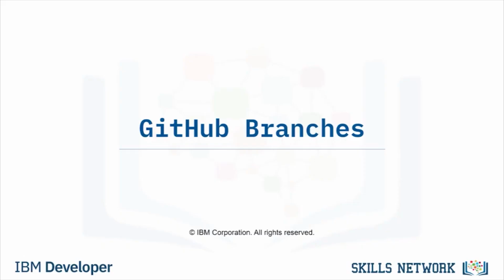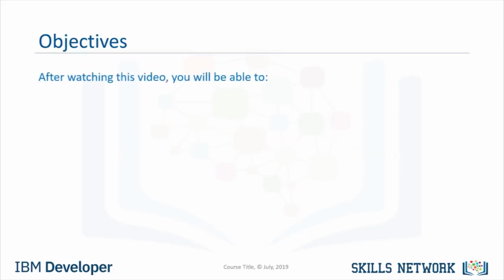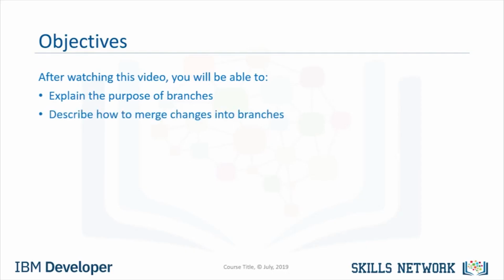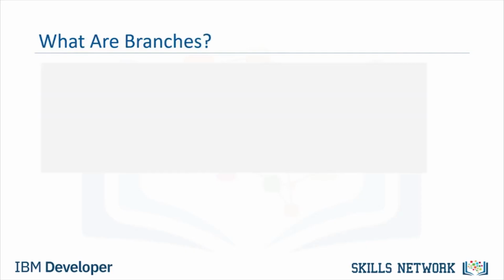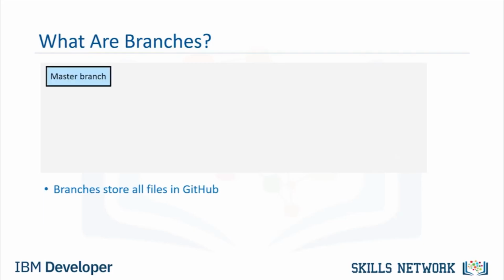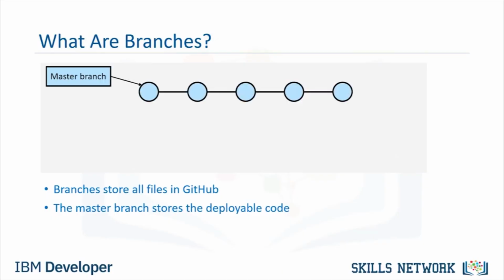Welcome to GitHub Branches. After watching this video, you will be able to explain the purpose of branches and describe how to merge changes into branches. All files in GitHub are stored on a branch. The master branch is definitive. It stores the deployable version of your code. The master branch is created by default. However, you can use any branch as the main, finished, deployable version of the code.